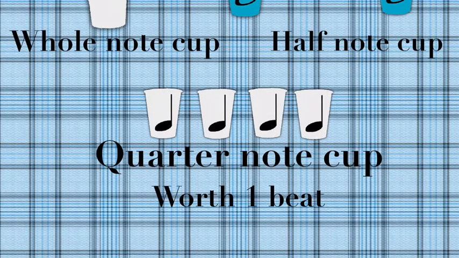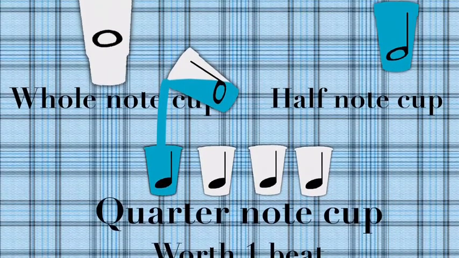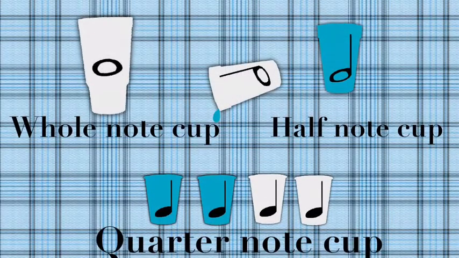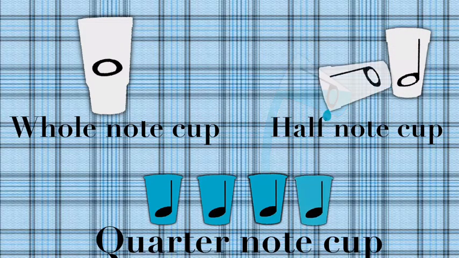So the quarter note cup can only hold 1 note's worth of water, 1 note's worth of music. Now that we have them side by side like this, let's pour into them some water from our half note cups and see what happens. Let's fill in the first cup, 1 beat. This next cup, 1 beat. Look at that, our first half note is empty. Let's go to the next half note cup. Okay, let's fill it in, 1 beat. Next cup, 1 beat. And there you go.